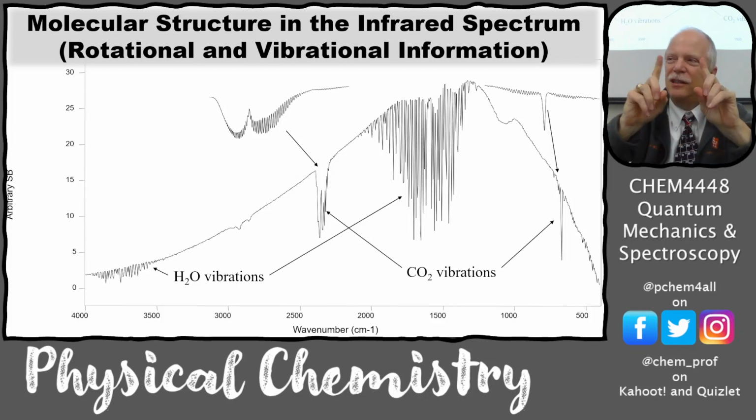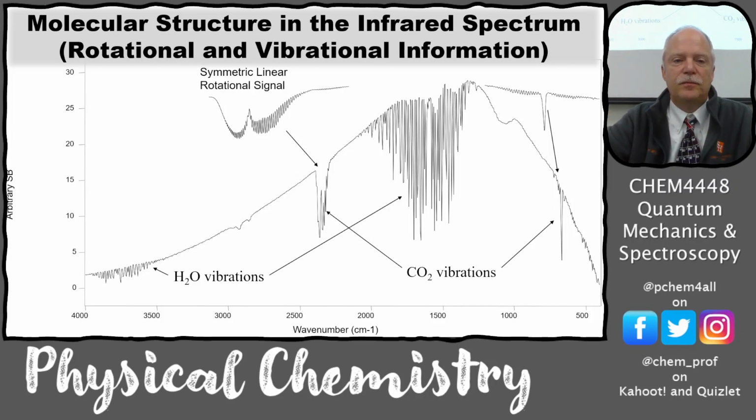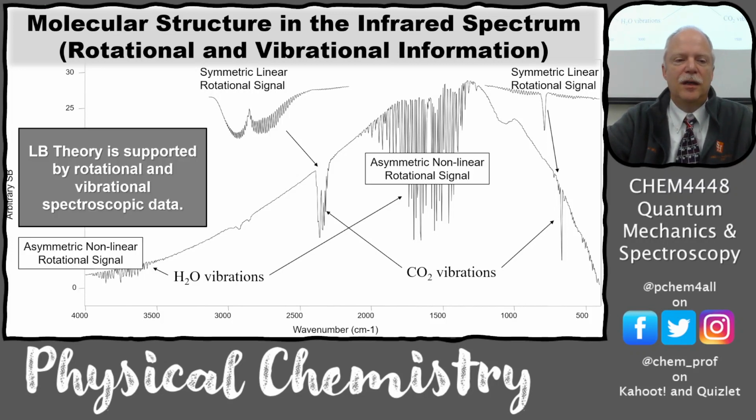Now, are they accurate to the exact angles? Like we would say water has a 109.5 degree angle because of the tetrahedral electronic structure? No, but that's not enough to break the symmetry. So it's still C2V, even though that angle isn't a perfect tetrahedral angle. So these tell us that the asymmetric nonlinear rotational signature for water tells us that it's bent. Okay, so local bond theory is supported by rotational and vibrational spectroscopic data. So that's great.